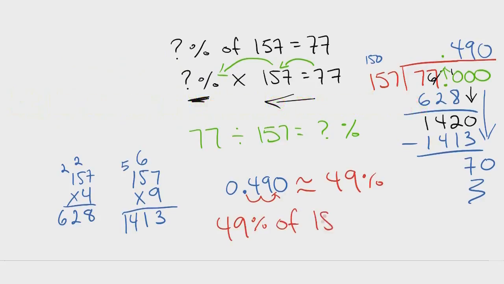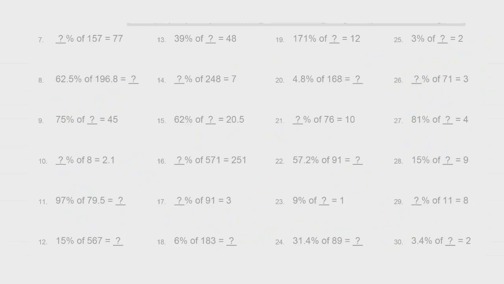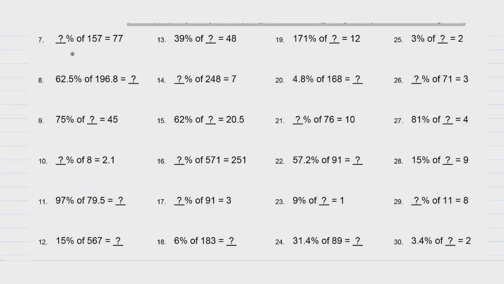The answer is 49% of 157 equals 77. And you can check this really quick because 49% is really close to 50%, which means half. What is half of 157? That is approximately what? 78? Between 78 and 79. And look what we have. We have 77. I'm pretty sure this is correct. 49%. The answer for problem number 7 is 49%.